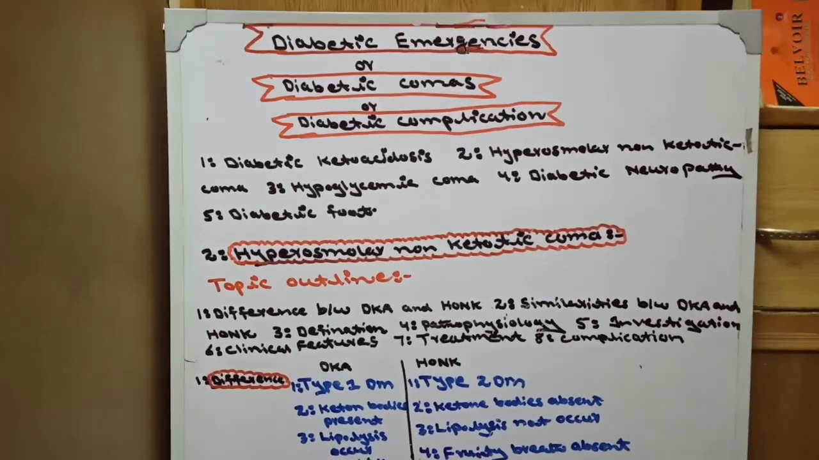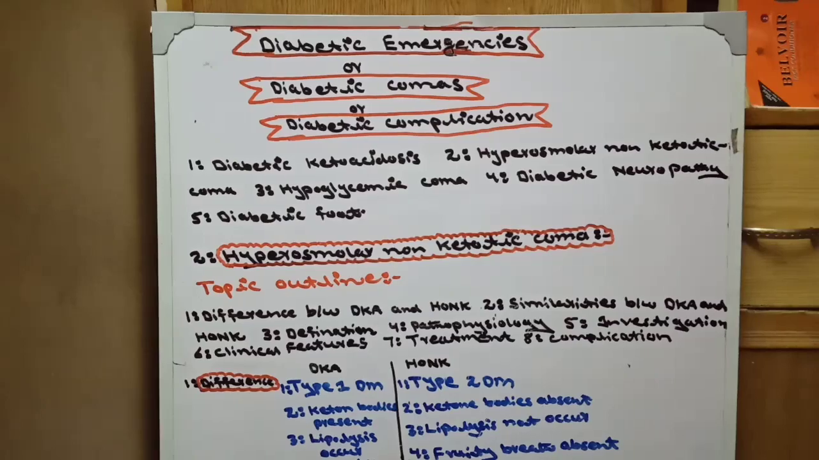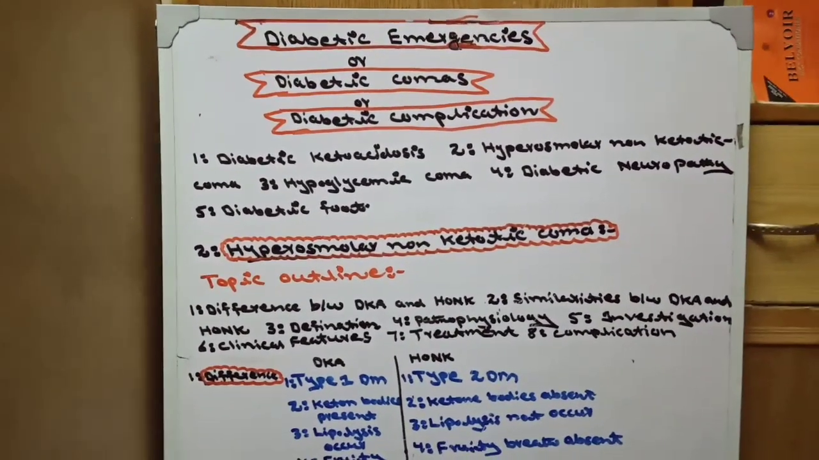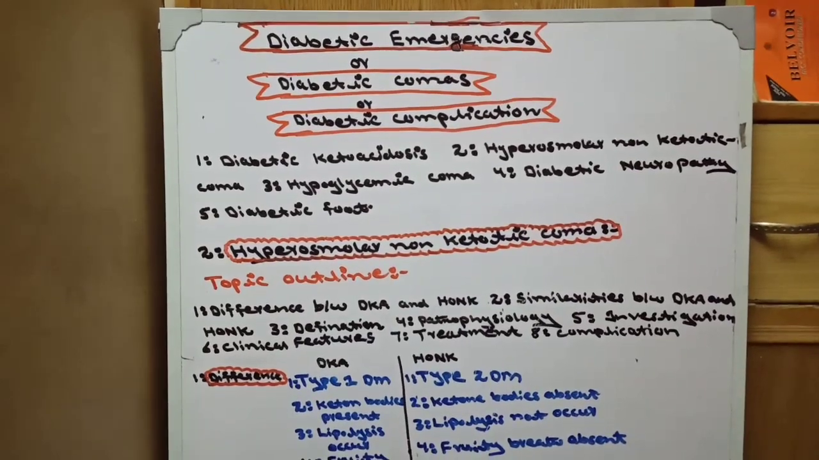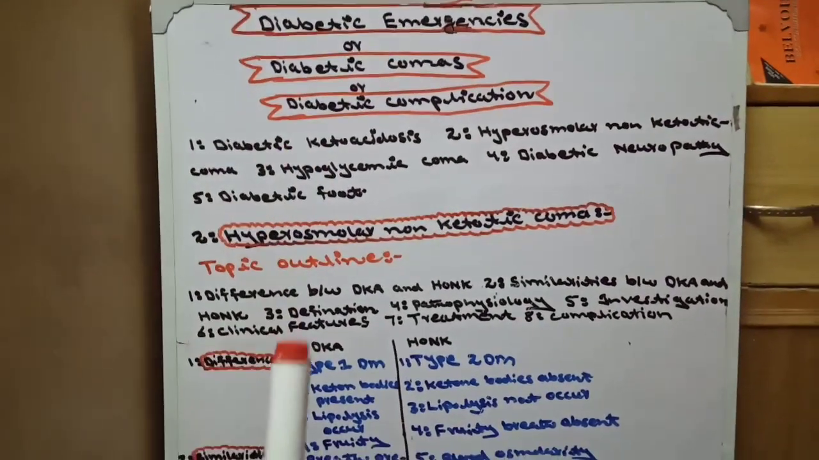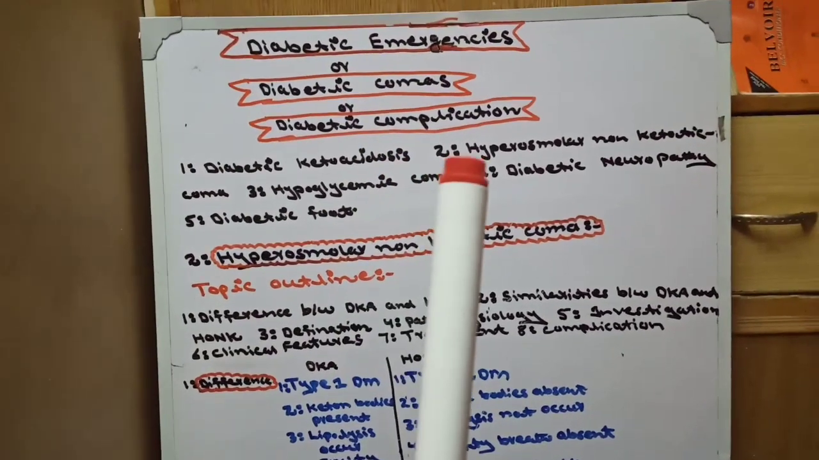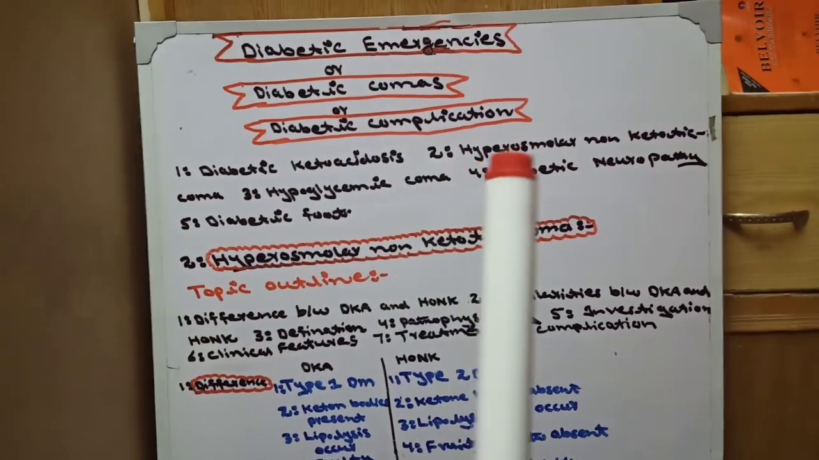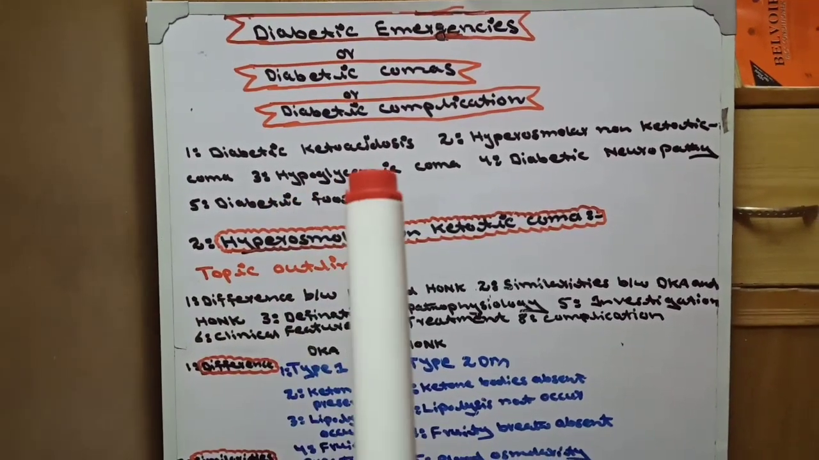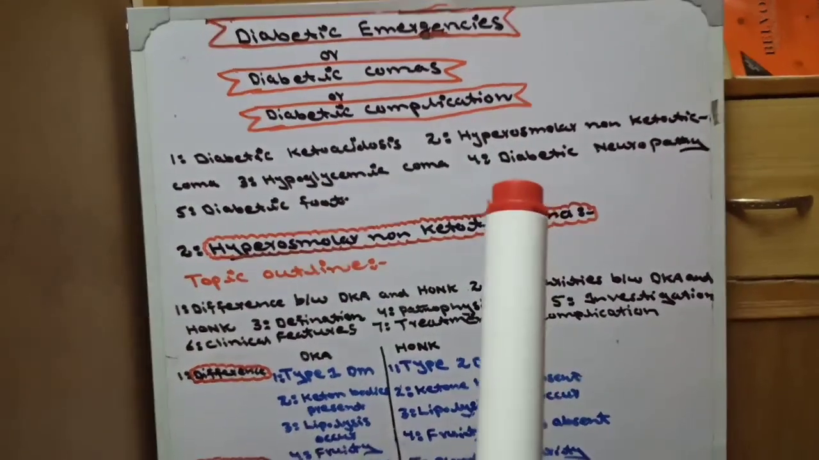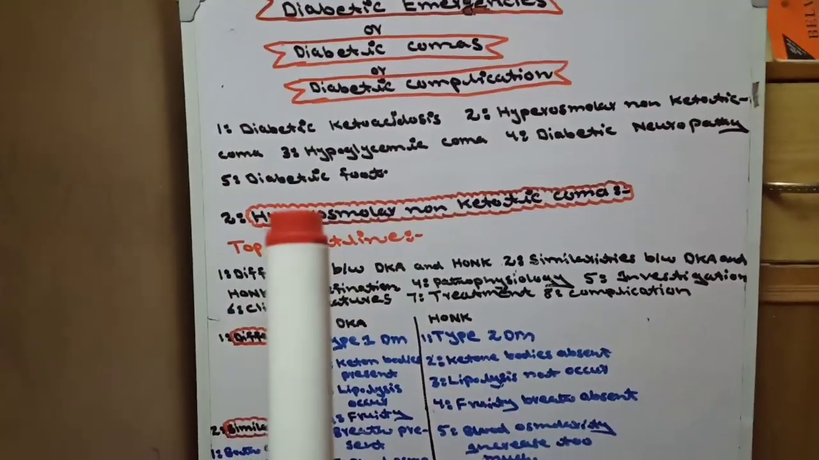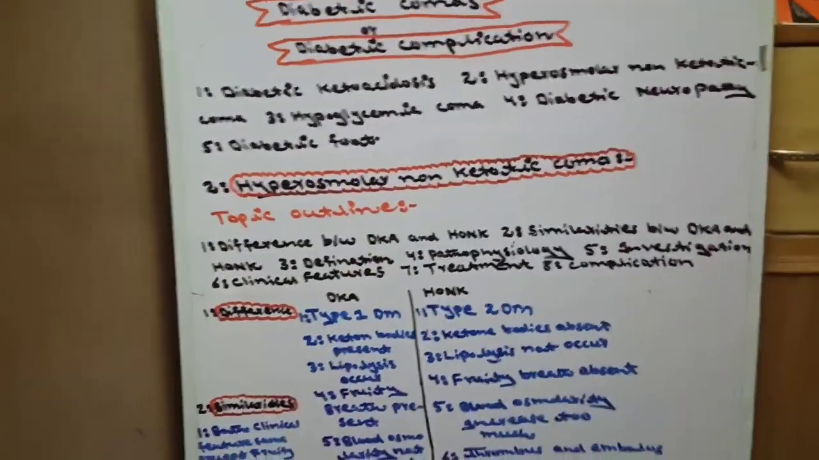Today I am going to make the second video on diabetic emergencies. In the first video we already studied diabetic ketoacidosis, but in today's video we study two topics: hyperosmolar non-ketotic coma and second, hypoglycemic coma. In the third video we will study diabetic neuropathy and diabetic foot.